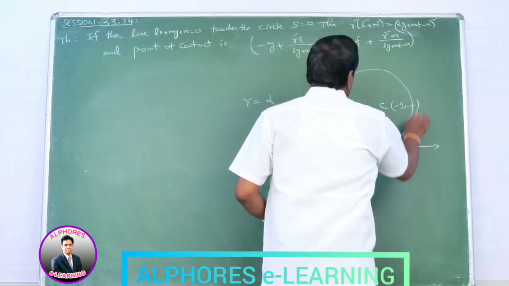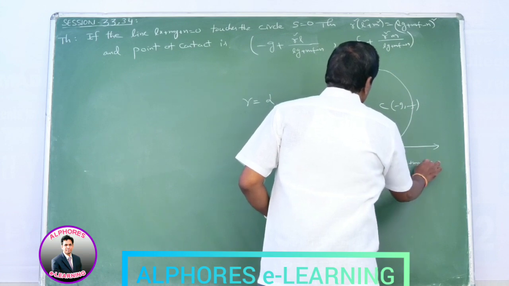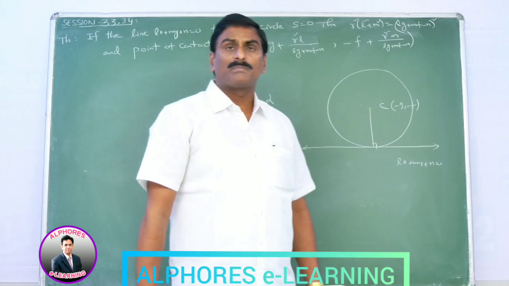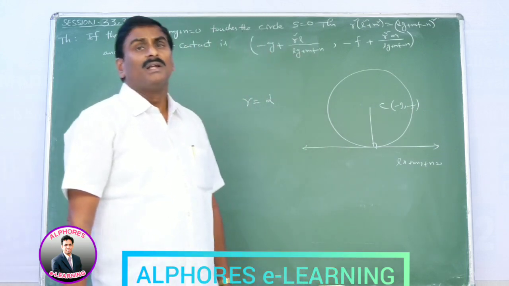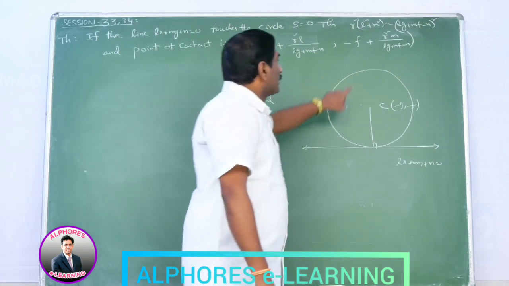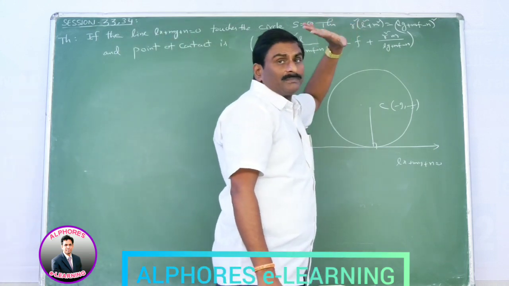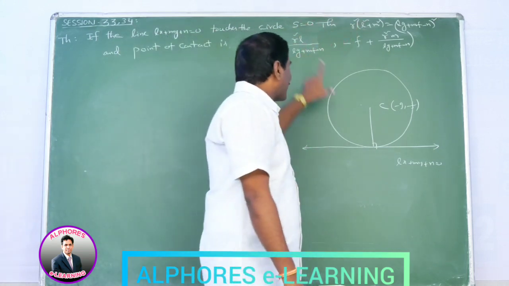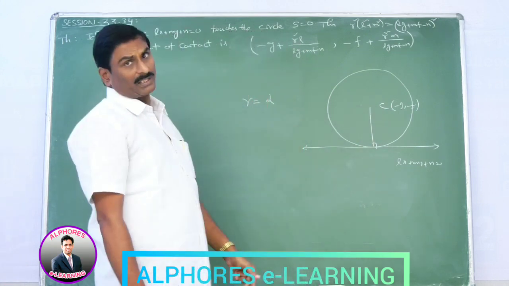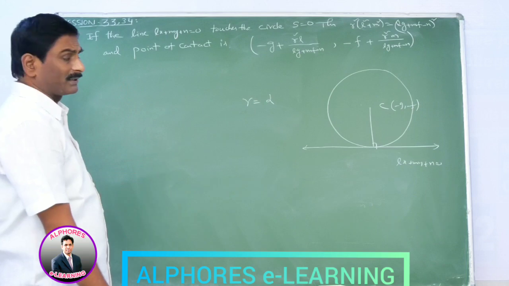The center is (-g, -f), and the line is Lx + My + N = 0. Find d: d = |Ax1 + By1 + C| / √(A² + B²). If the line touches the circle, the condition is r = d. By using that, we can prove this value. Next, the point of contact is nothing but the foot of the perpendicular from the center to the tangent. Please note this point.